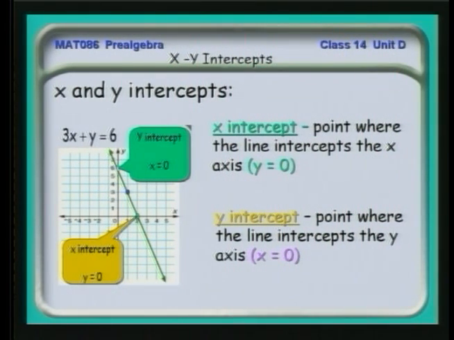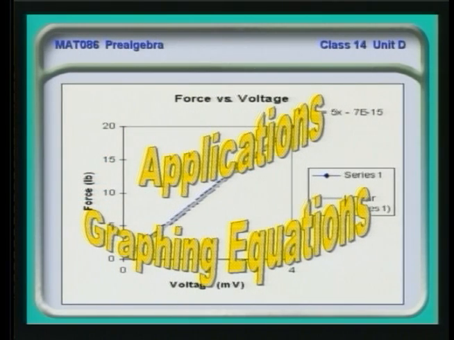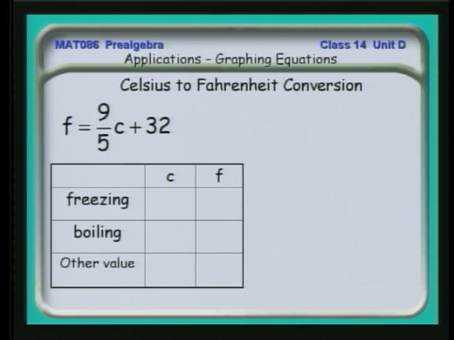And again, just to reiterate, the x-intercept is the point where the line intercepts the x-axis at y equals 0, and the y-intercept is the point where the line intercepts the y-axis at x equals 0. Let's look at some of the applications for graphing equations. And one of these, you don't always have to use xy. You could use some other things.